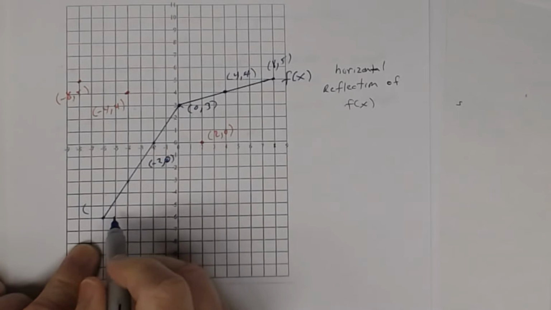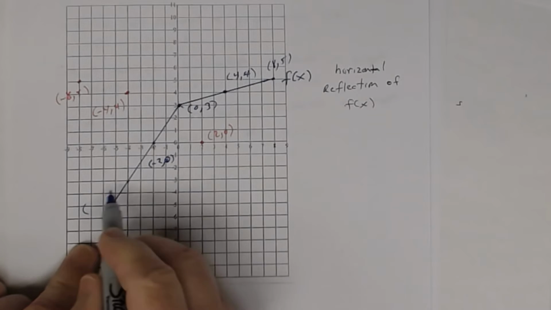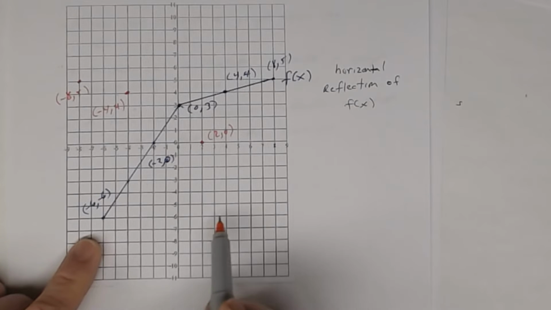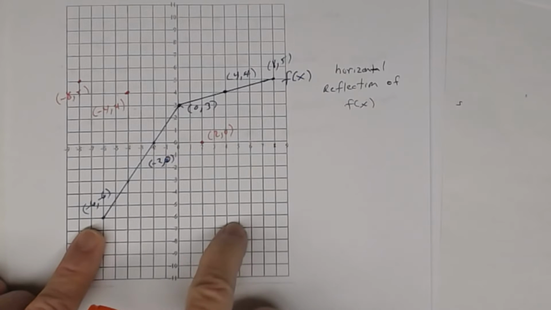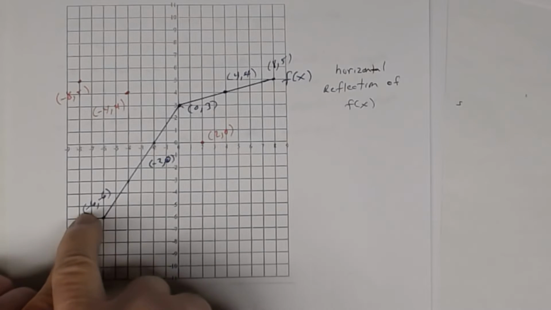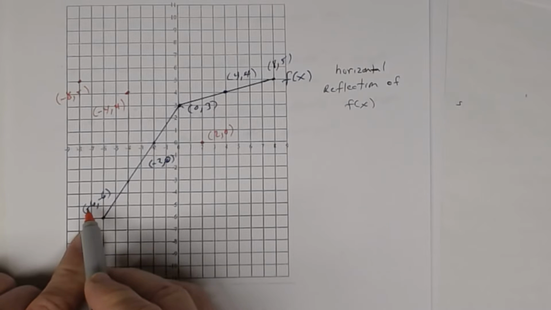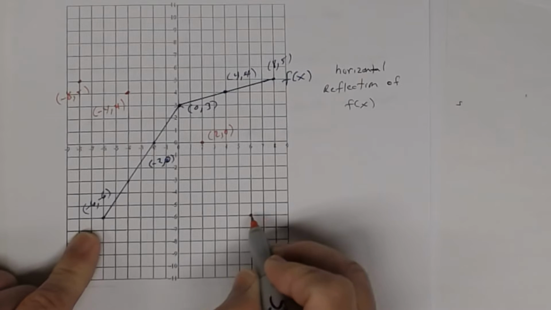And then let's do this point here, since those are easy to draw. This point here is negative 6, negative 6. When I do a horizontal reflection, the y-coordinate stays the same and the x-coordinates are opposites. So here's my x-coordinate, negative 6. Now I'm pointing to this one here, x, y. That becomes the point 6, negative 6. So 6, negative 6 is here, okay?